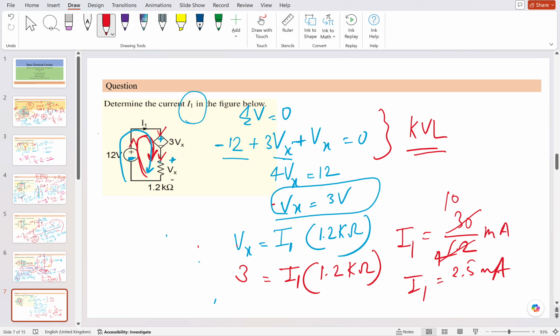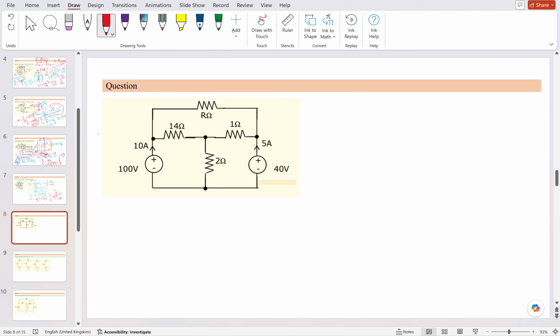Okay, then let's move further to the other question. Try to solve this. What do I need to find, sir, in this question? The question is that you have to find out the value of R here.